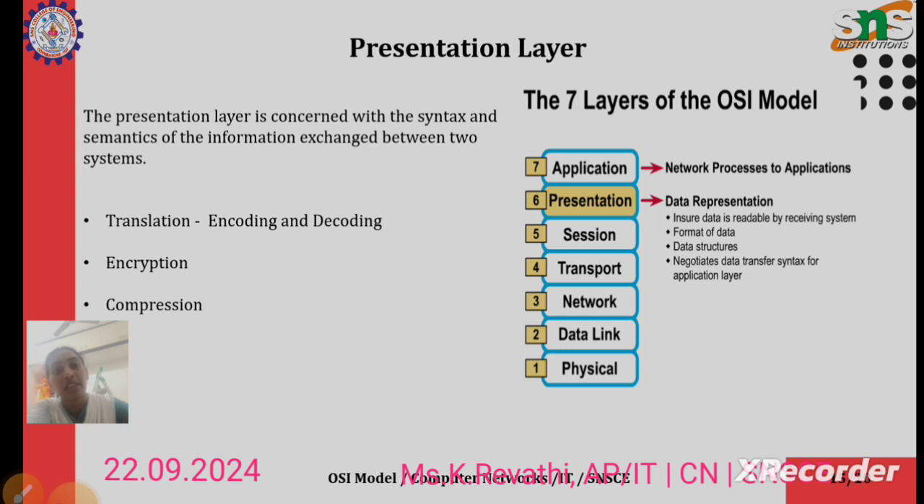Then the next layer is the presentation layer. The presentation layer is concerned with the syntax and semantics of the information exchanged between the systems. That means the translation, which is called encoding and decoding. The encoding is done on the sender side and the decoding is done on the receiver side. It also manages encryption and compression. Encryption is for protecting messages, and compression reduces the memory space used by computer systems.